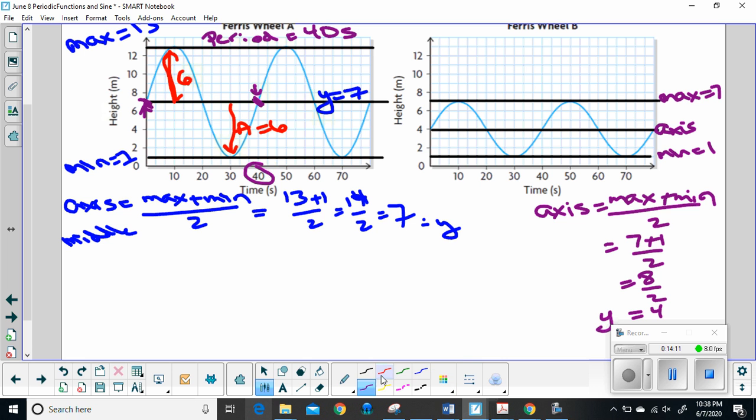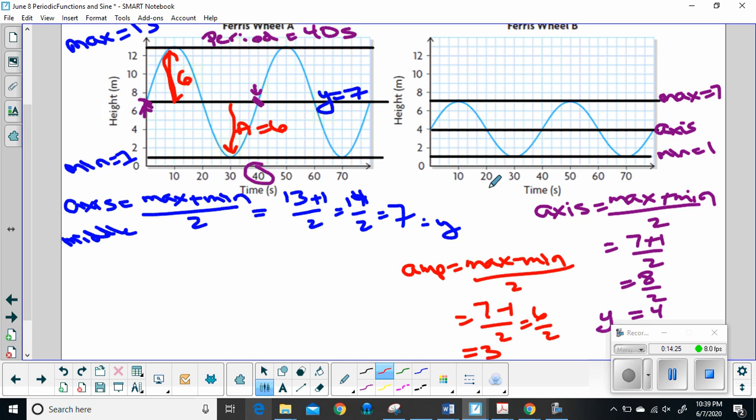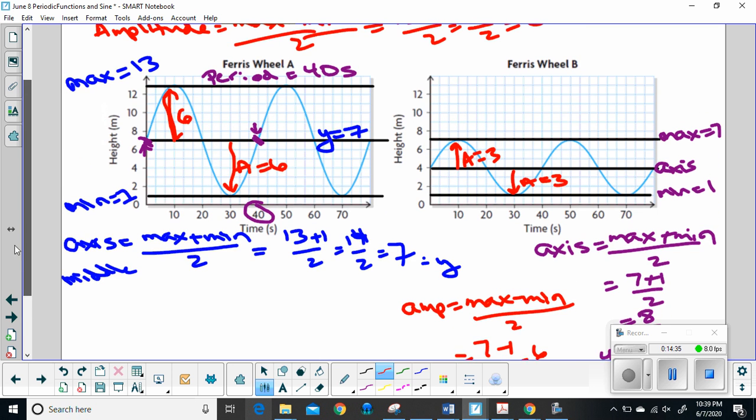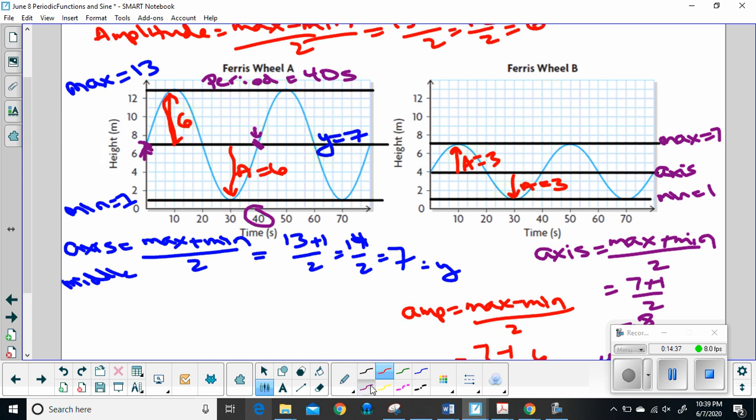And what's left? Oh, my amplitude. So my amplitude for this one is max minus min divided by 2. And what's that? 7 minus 1 over 2 gives me 6 over 2. So 3. 1, 2, 3. There's my amplitude. Cool, eh?